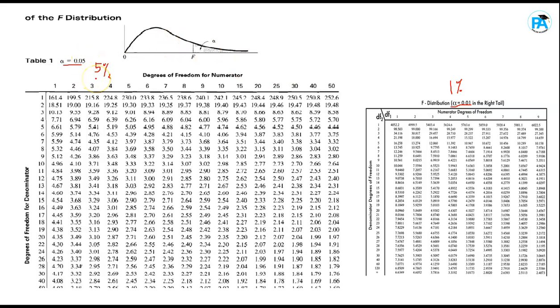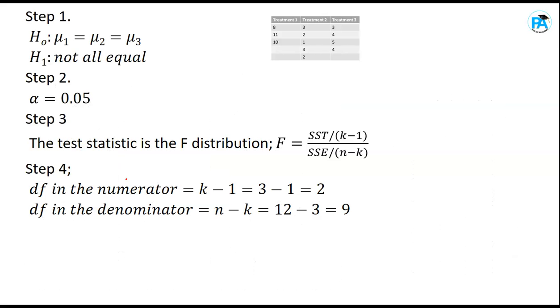Are you following me? And then, how do you find the degrees of freedom? You check this. This is the numerator. The numerator is 2. You see, they've written numerator here. And denominator is 9. So what you do is that you trace them, where they will intersect. So it gives you 4.26. So this 4.26 is your critical value. So F sub alpha, the critical value of F, is equal to 4.26.